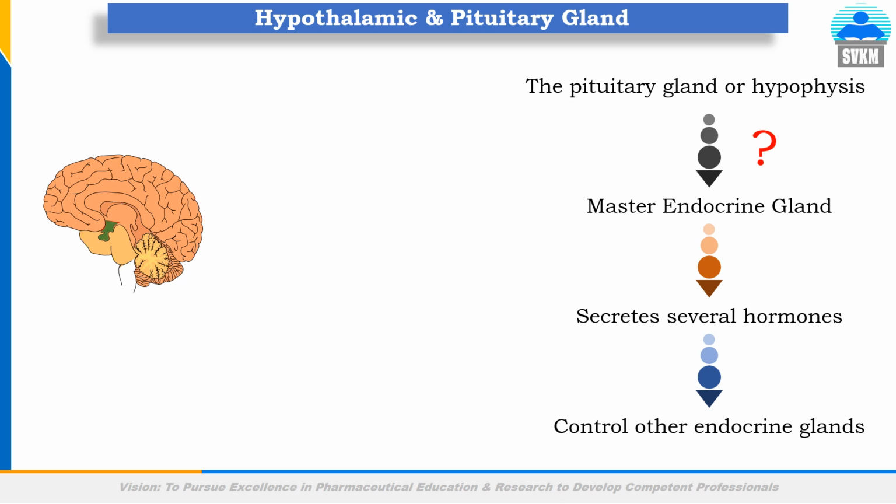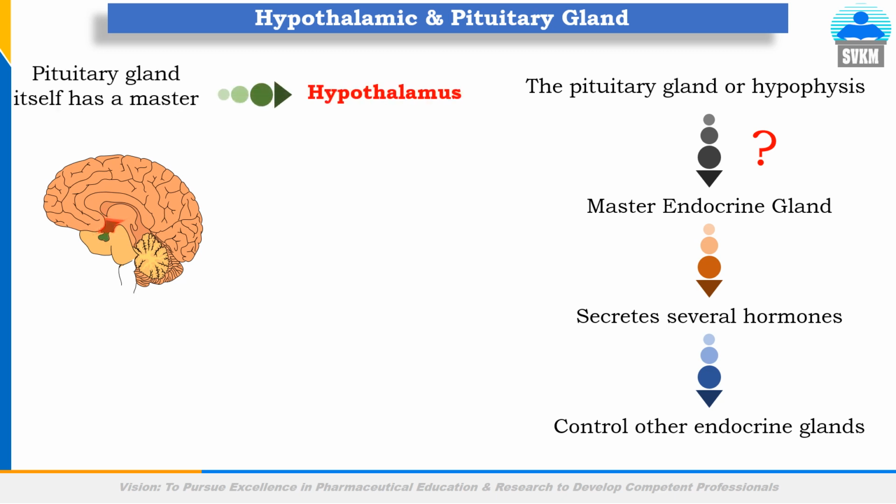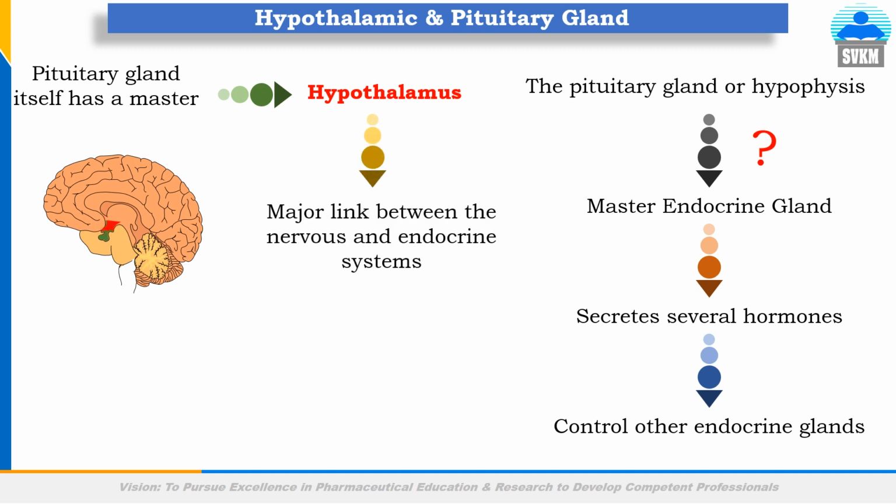In addition, the master of the endocrine glands, the pituitary gland, itself has a master, and that is nothing but the hypothalamus, a small region below the thalamus. It works as a major link between the nervous and the endocrine system. So the hypothalamus is a major link between the nervous system and the endocrine system.